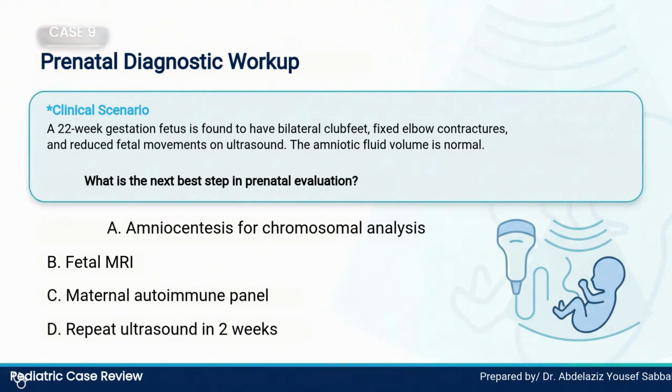Case 9. A 22-week gestation fetus is found to have bilateral club feet, fixed elbow contractures, and reduced fetal movements on ultrasound. The amniotic fluid volume is normal. What is the next best step in prenatal evaluation? Option A, amniocentesis for chromosomal analysis. Option B, fetal magnetic resonance imaging. Option C, maternal autoimmune panel. Option D, repeat ultrasound in 2 weeks.